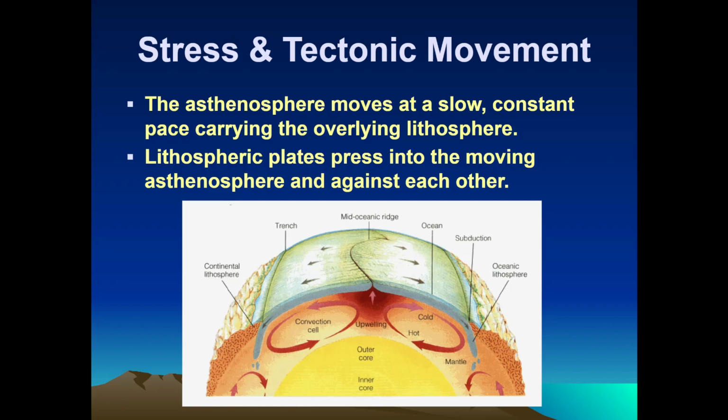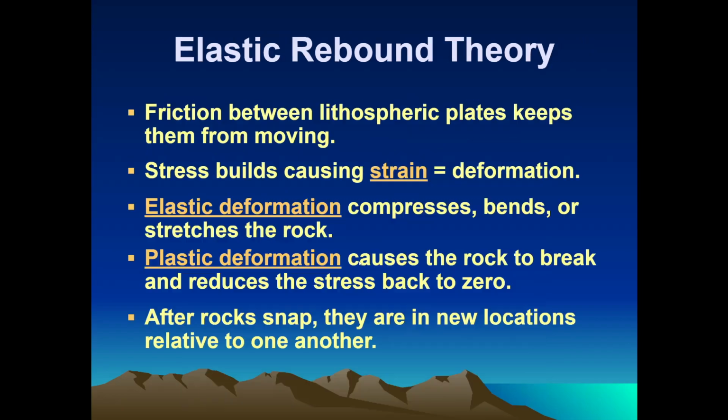So we know about plate tectonics. This is just a reminder that these are all moving around because of the upwelling in the mantle and the convection cells in the mantle. And as it says, lithospheric plates press into the moving asthenosphere. So this stuff is moving. This is pushing down due to gravity, and then also against each other, where they will collide, for example, or be pulled apart at a mid-oceanic ridge. And this friction keeps them in place.